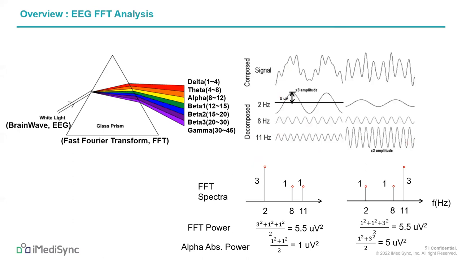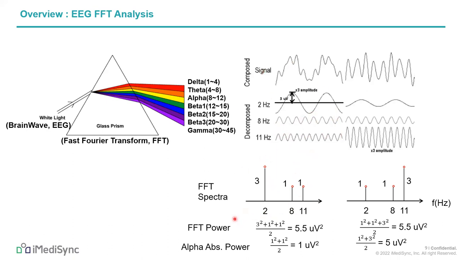The FFT algorithm calculates which frequency components have a certain amount of power, like this example. In both example cases, the FFT power is basically identical, because the FFT power is the summation of amplitude square divided by two. In this case, a 2 hertz oscillation with amplitude 3 microvolt, and 8 hertz and 1 hertz, 1 microvolt amplitude with 11 hertz combined together.